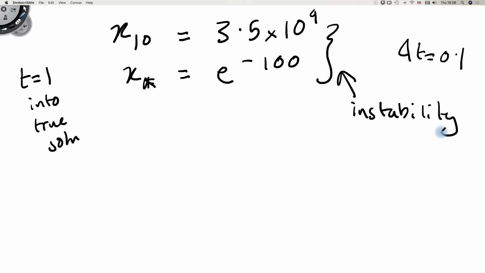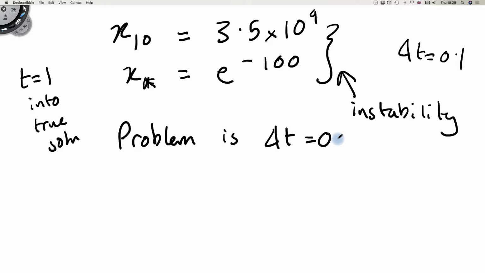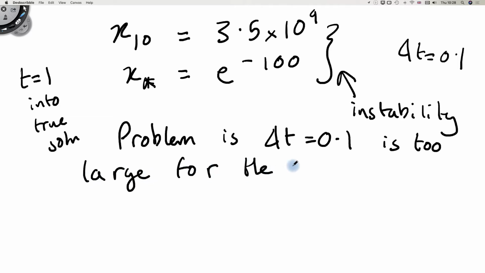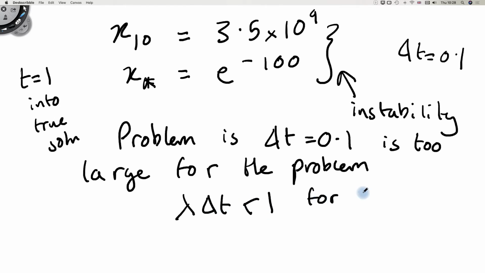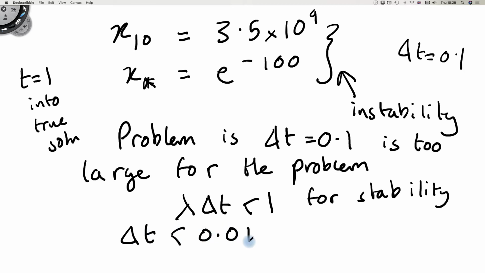And the problem comes back to the choice of the delta t, which is 0.1. It might seem small, but it is too large for the problem. And we need that lambda delta t is less than 1 for stability. We know that lambda is 100, so that means that delta t must be less than 0.01. Yeah? So we could have actually predicted from our stability analysis what the time step was before.